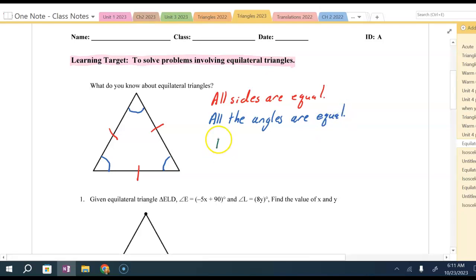And since the angles in a triangle add up to 180 and they're equal, if we divide by 3, each angle is 60 degrees. So in an equilateral triangle, all sides are equal, all angles are equal, and each angle is 60 degrees.